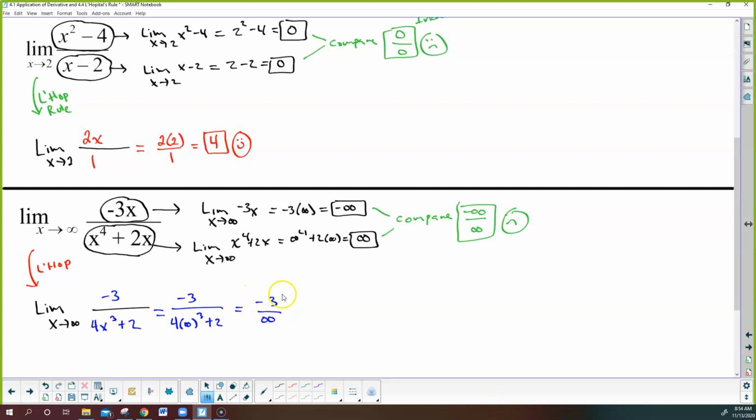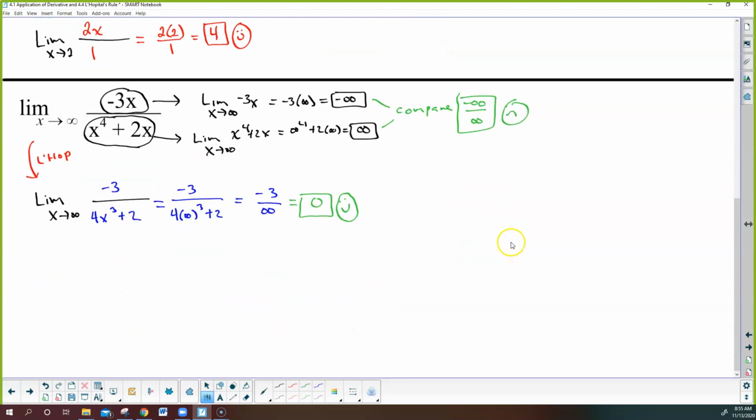And then I end up with negative 3 over infinity. Now notice, that is not an indeterminate form, but it is something interesting. Every year I have kids that get confused by this, but if I take a number and I divide it into an infinite amount of pieces, those pieces are going to be so small that it's going to equal 0. So notice, that is actually an answer that I like. 0 is a good response to a problem. 0 over 0 is not. Infinity over infinity is not, but a number over infinity, we know that's going to be 0.